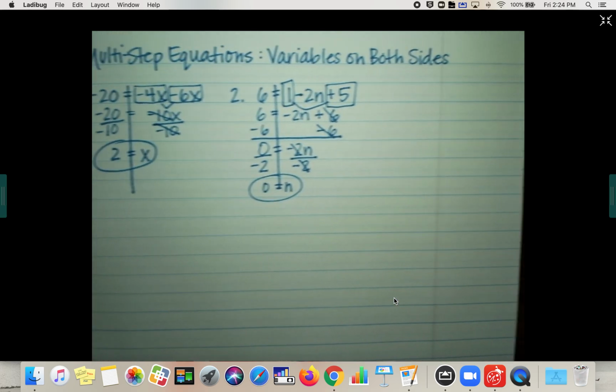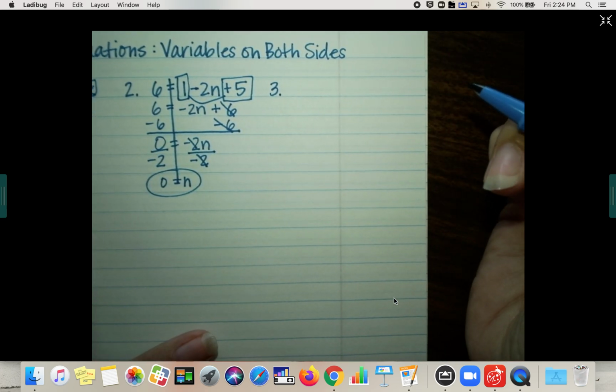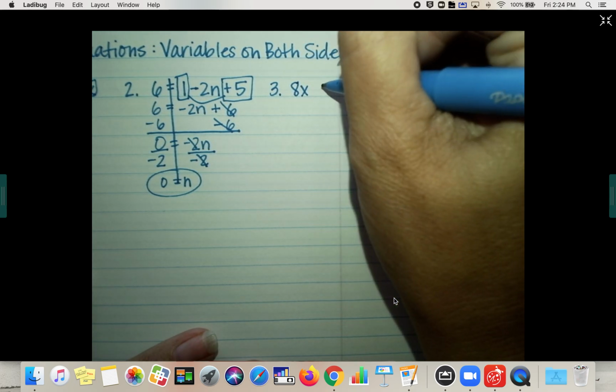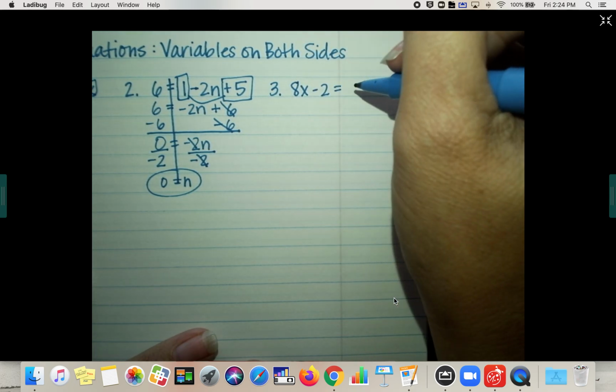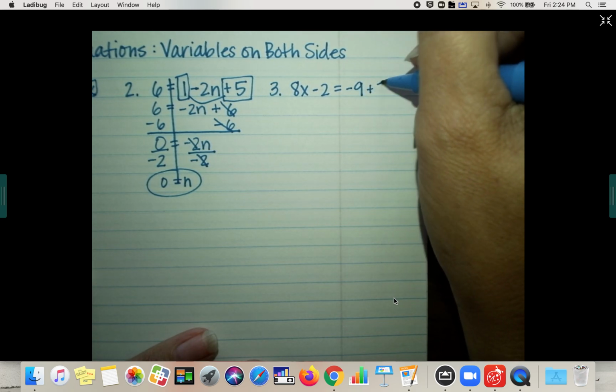All right, let's go number 3. Hope I have room on my paper to write this one. May be regretting this now. 8x minus 2 equals negative 9 plus 7x. It fit.